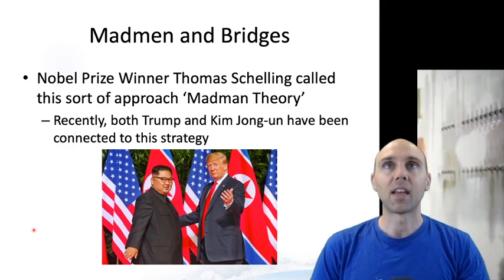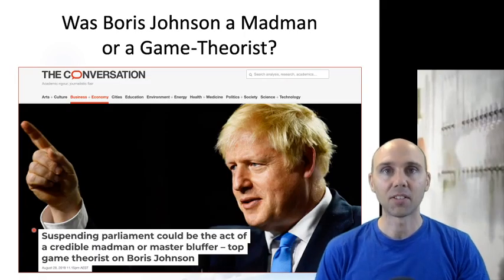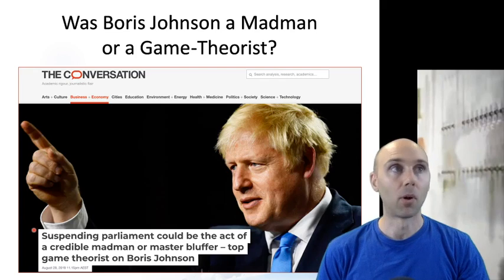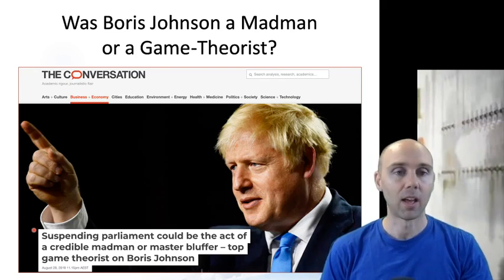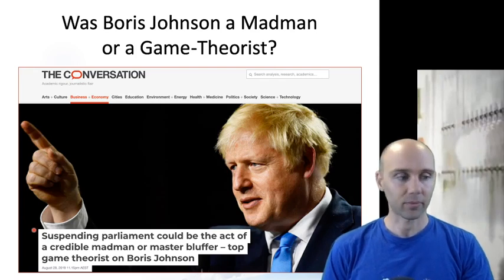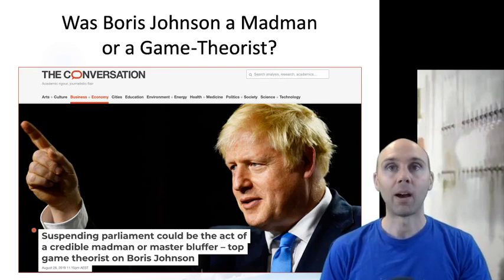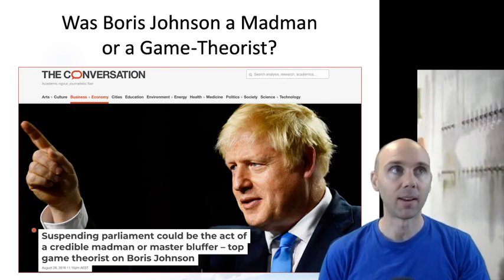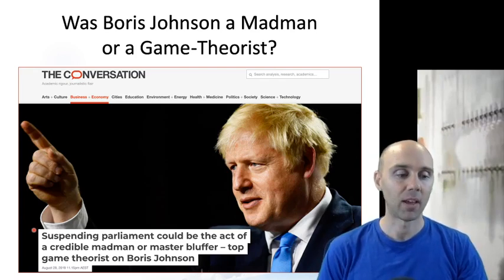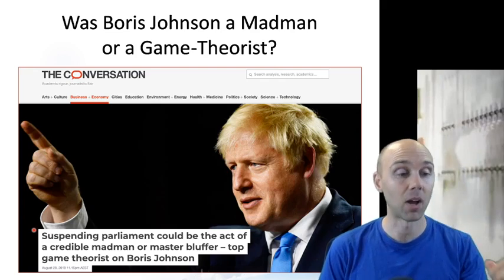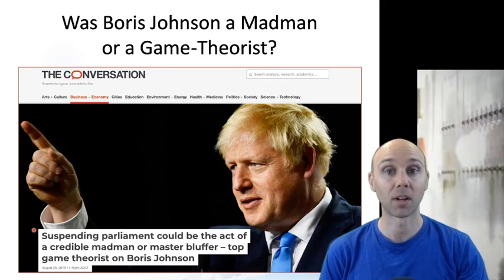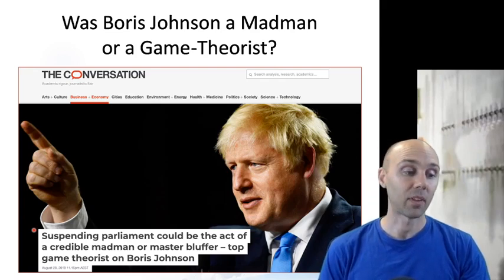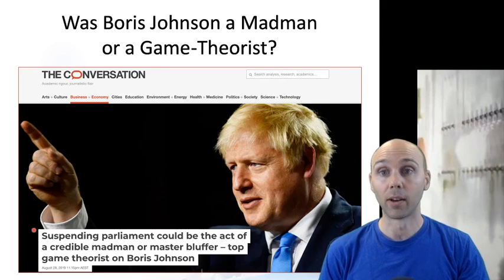An interesting example was last year when we think about Boris Johnson, as soon as he became the Prime Minister in Great Britain, he suspended the Parliament just in the lead up to a critical deadline in the Brexit negotiations. His Parliament had been trying for some time with Theresa May to pass the Brexit bill. It kept getting voted down over and over again.